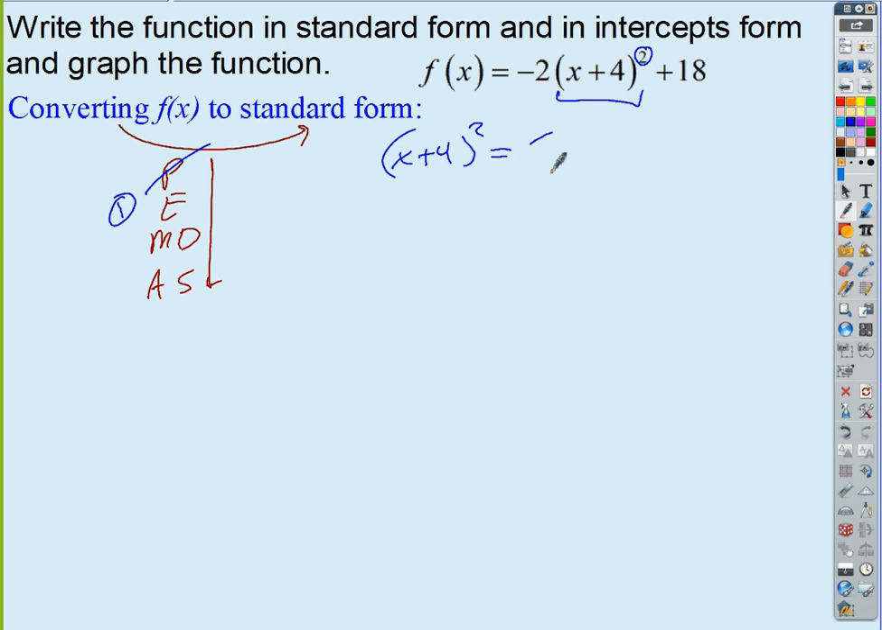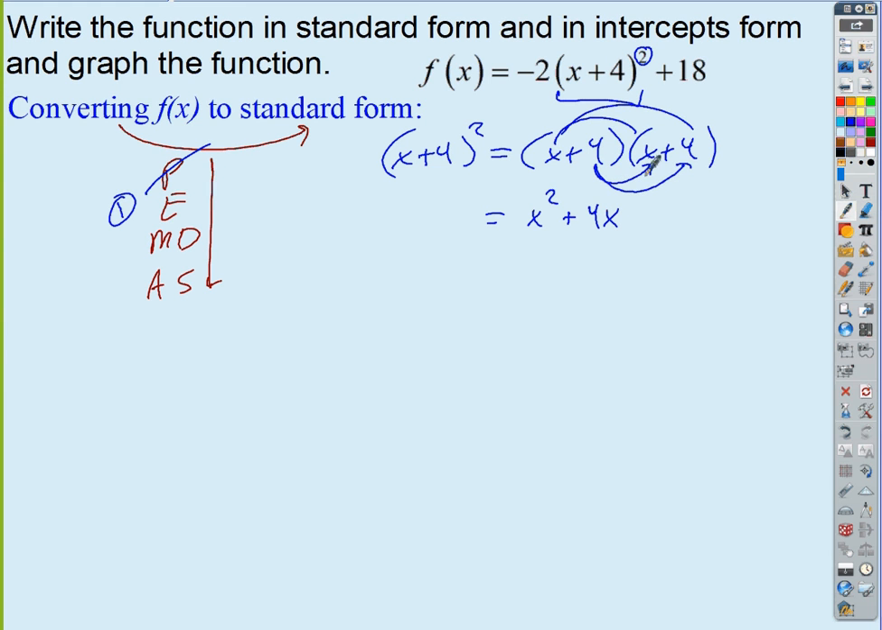x plus 4 squared, isn't that just x plus 4 times x plus 4? So we'll just FOIL it out, right? So that gives us, if I distribute the x, what do I get? x squared plus 4x. And because I'm going to distribute the x to the second factor, and then I'll distribute the 4.